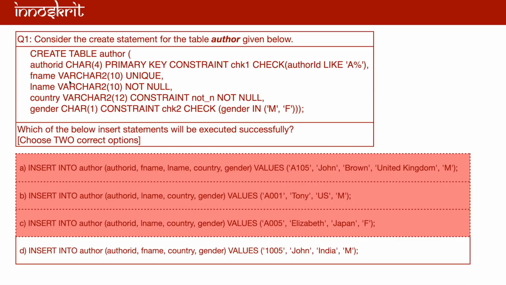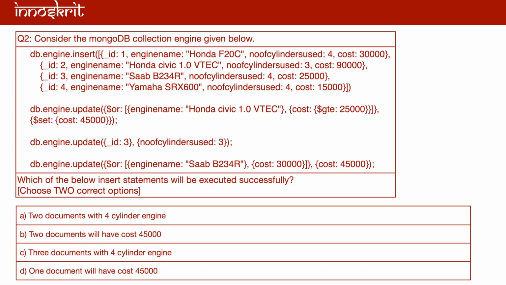Fine. Now let's look at the next question. The next question is actually from MongoDB. Now let me tell you this. They have given you data documents, and they are saying that we will be inserting these 4 documents into the MongoDB database, which is fine. Each document contains 4 attributes: ID, engine name, number of cylinders used, and cost. Now this is the first query that they are running.